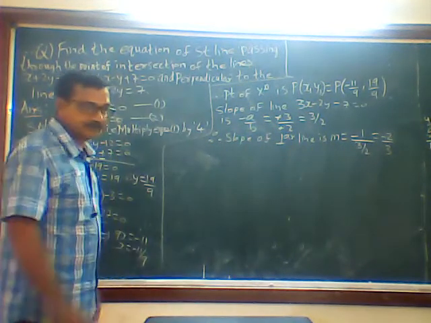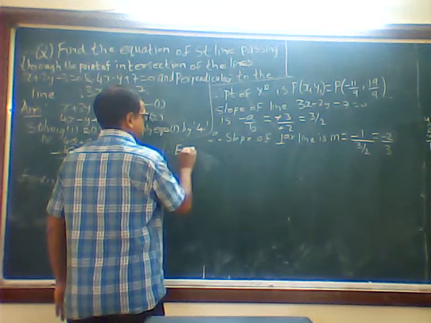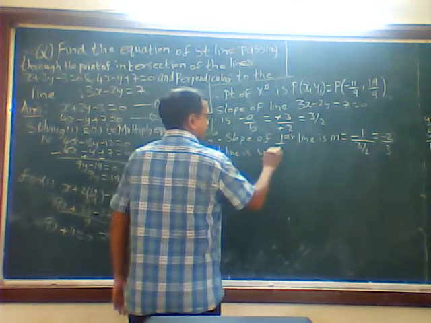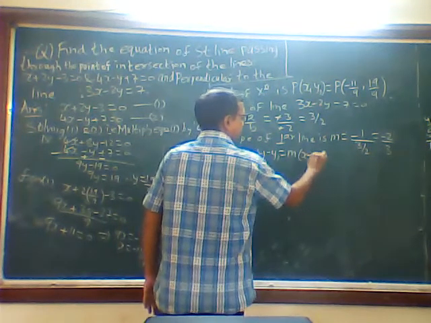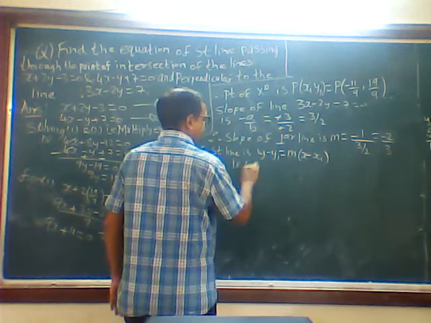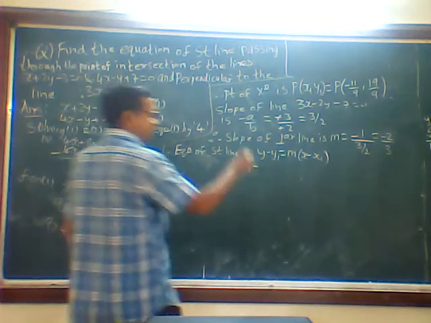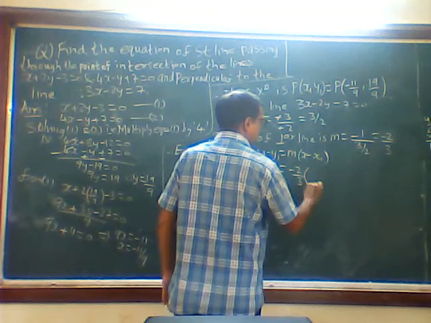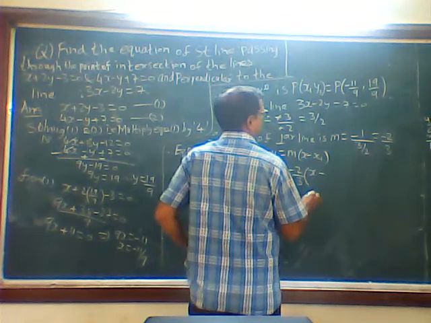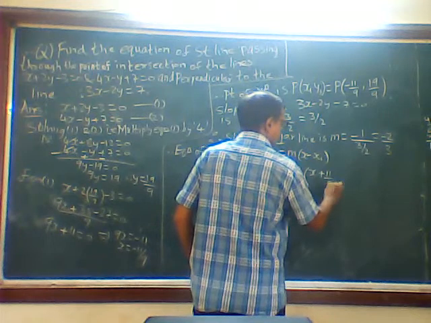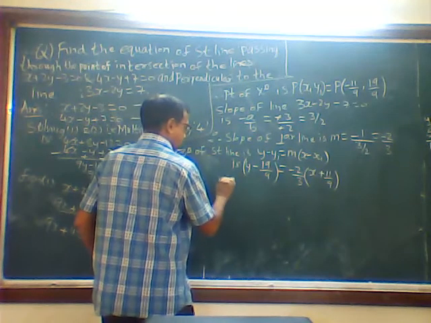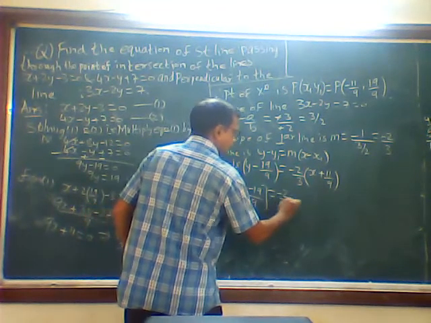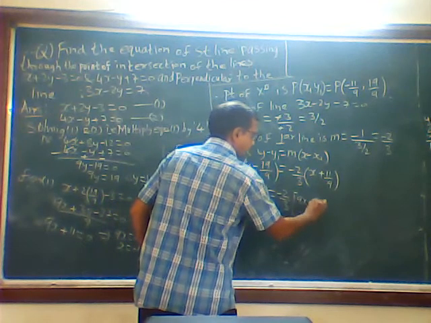Therefore, the equation of the straight line is y minus y1 is equal to m into x minus x1. That is y minus 19 by 9 is equal to minus 2 by 3 into x minus x1, where x1 is minus 11 by 9, so x plus 11 by 9. We take LCM here in the bracket: 9y minus 19 by 9 is equal to minus 2 by 3 into 9x plus 11 upon 9.